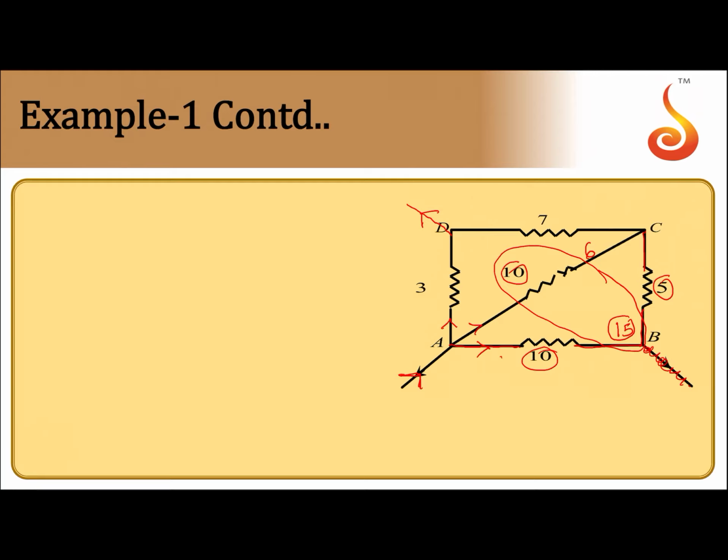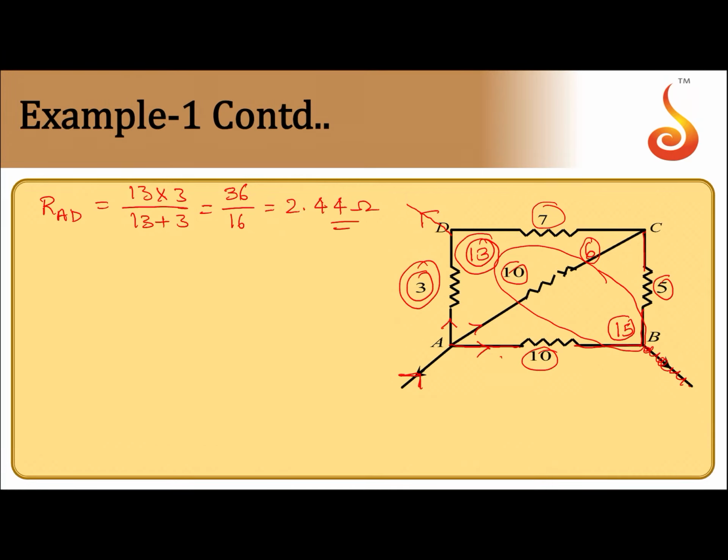Now, this 6 is in series with 7. 6 and 7 are in series, effective is 13. So, this 13 is in parallel with 3. So, 13 parallel with 3. So, resistance between A and D should be equal to 13 into 3 divided by 13 plus 3. So, that will be 39 divided by 16, that is 2.44 ohm. This is for the second case.